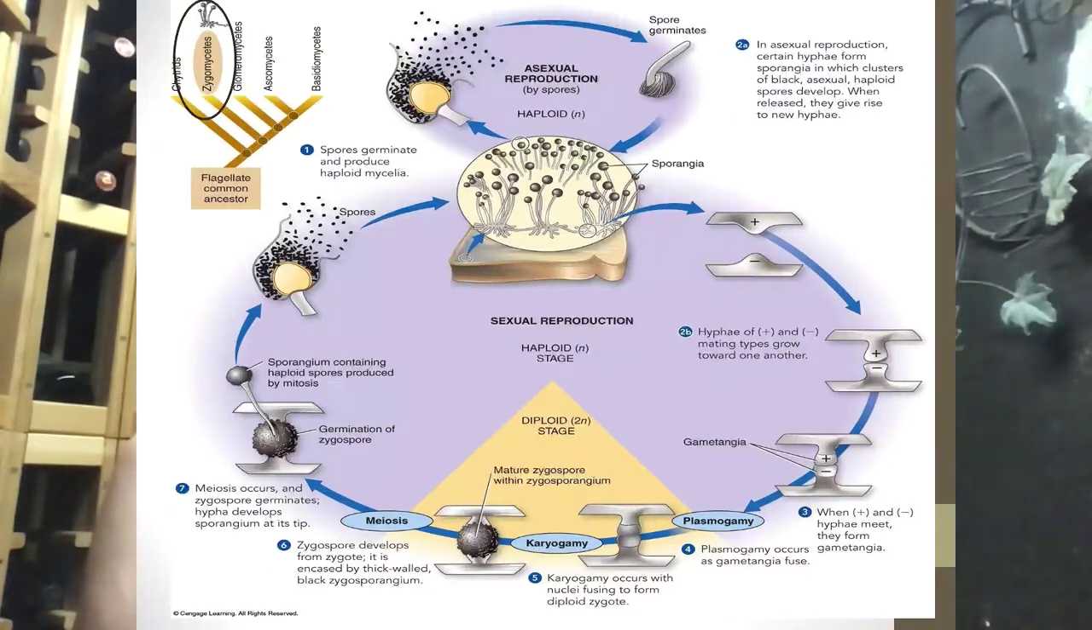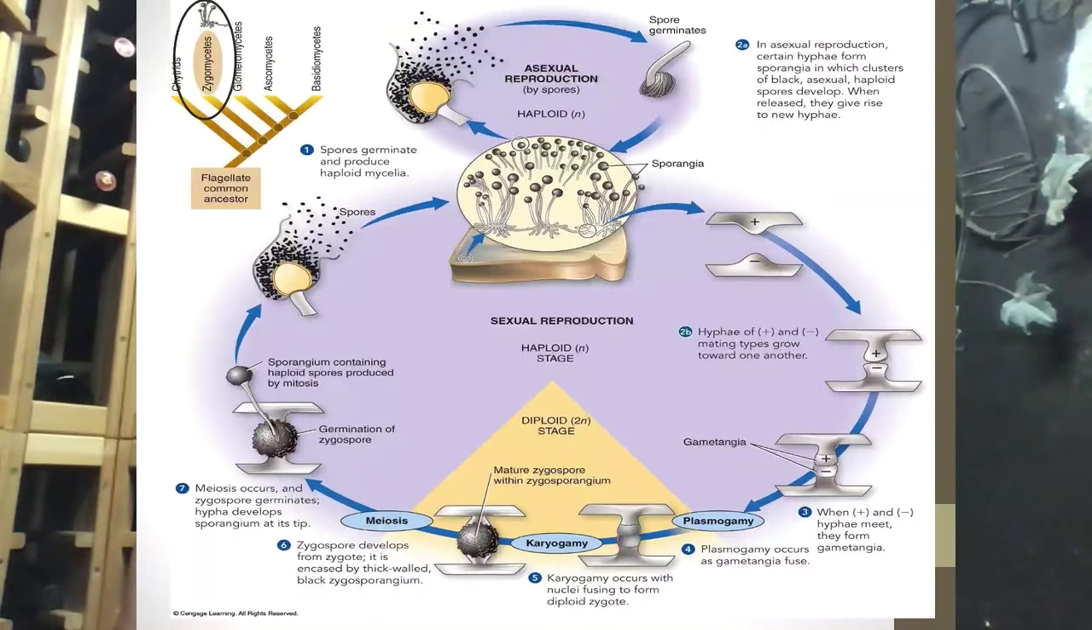So the zygospore, that big black structure, can be dormant for several months. So again, another structure that can survive desiccation and extreme temperatures. It's believed that the meiosis is probably occurring just before germination of the zygospore. So they divide very quickly just before they germinate.